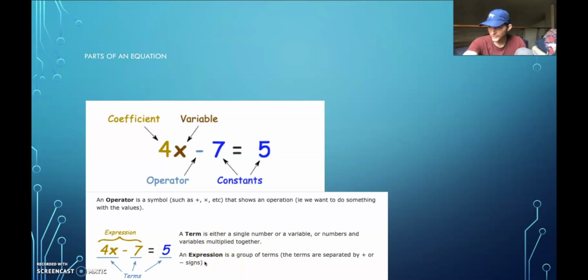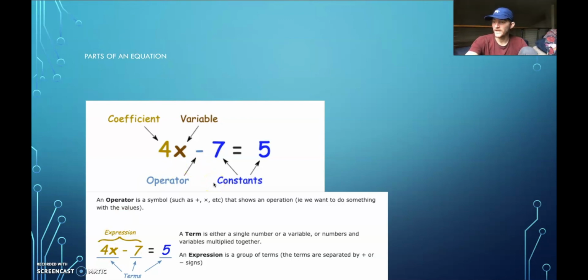And the only way you can have a group of terms is if there's some operator combining them in some way. Like in this example, 4x minus 7 becomes an expression because minus combines the terms 4x and 7. It could be 4x times 7, where the operator is multiplication. And then our terms become, like in this situation, 5, which is on the right hand of the equal sign. It could be 7, or it could be 4x.